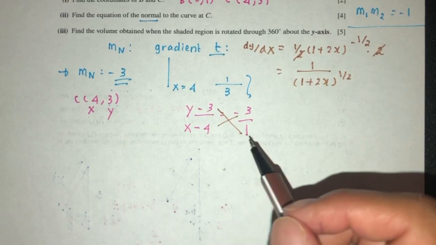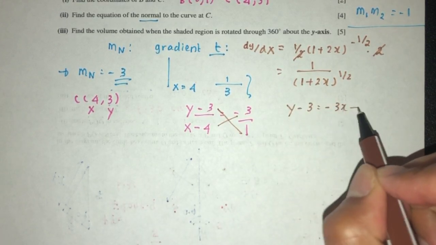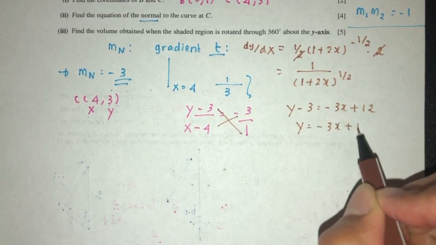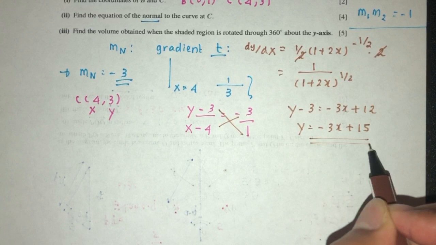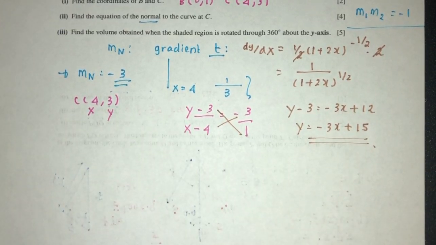So cross multiply, you will have what? y minus 3 is equal to minus 3x plus 12. y equal to minus 3x plus 15. That will be the equation of your normal at the point C. Now for part 3, we have to find the volume obtained when the region is rotated about the y-axis.